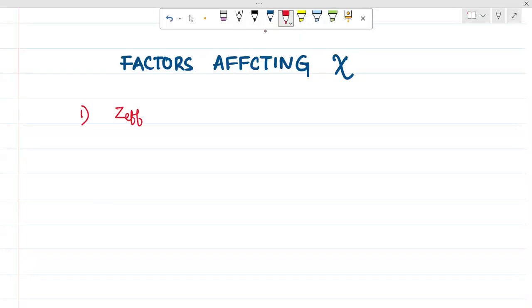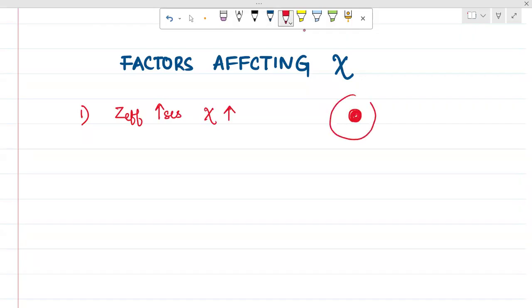We have also learned Slater's rule, by which we can measure the Z effective, correct? So as Z effective increases, usually electronegativity also increases. Why? Please do not memorize these things by heart. You have to understand the concepts. Z effective increases means, let's say this is a nucleus over here, and this is system 1. Let me draw it more symmetrically.